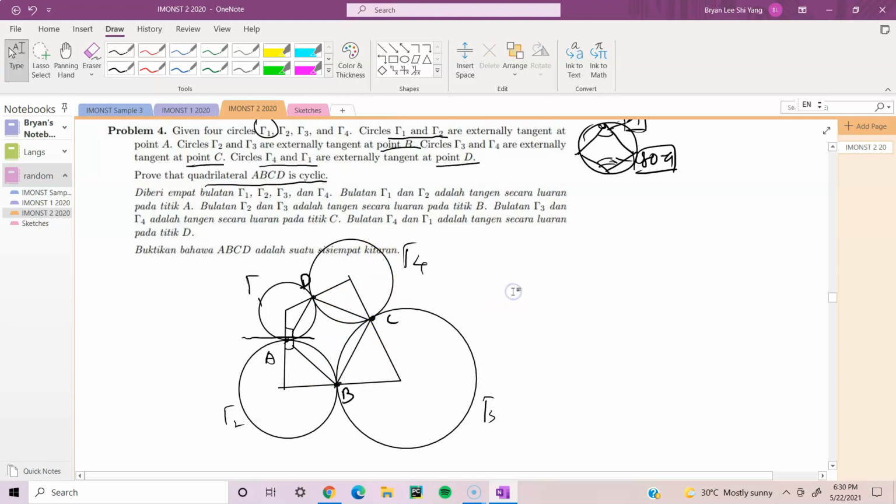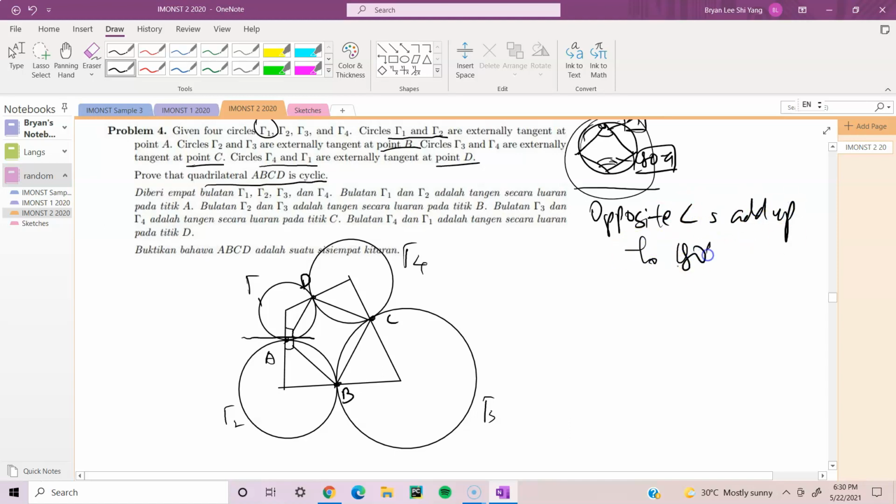As I've mentioned before, one of the characteristics of cyclic quadrilaterals is that their opposite angles add up to 180 degrees. So let me write it down again: opposite angles add up to 180 degrees. What we want to do is find that. Note that these are the centers of these circles, so we'll name them O1, O2, O3, O4. So this is O2, sorry. Then the final one, O4, is right here.